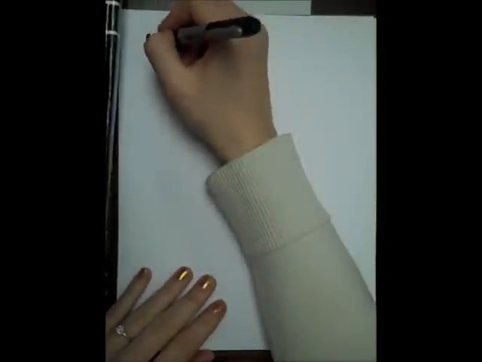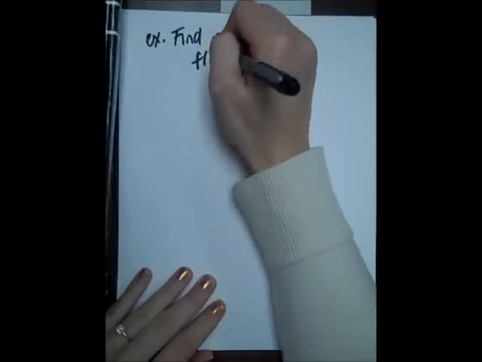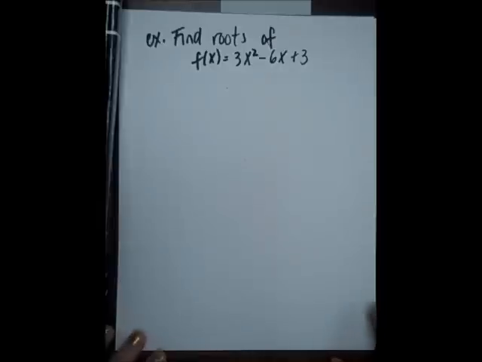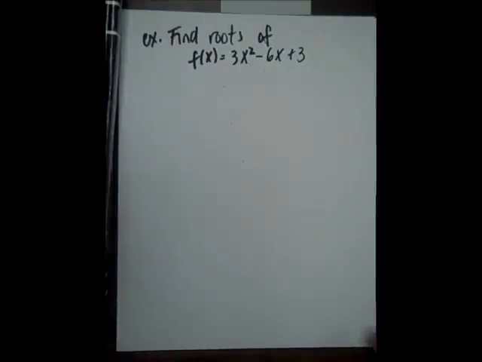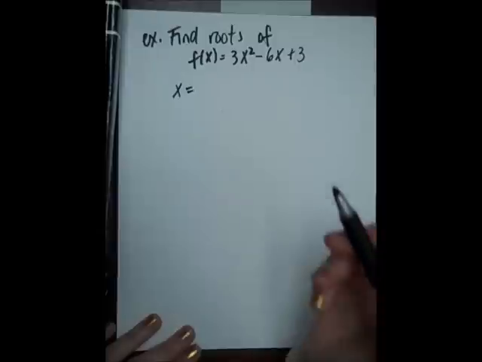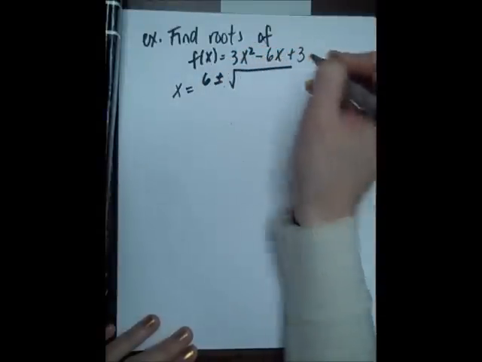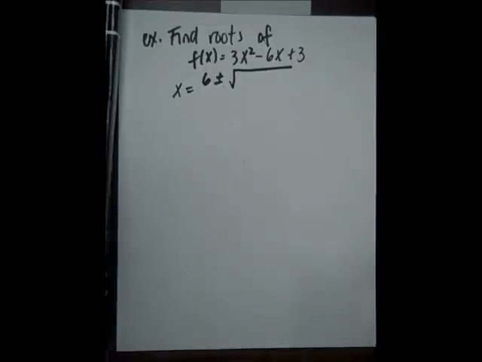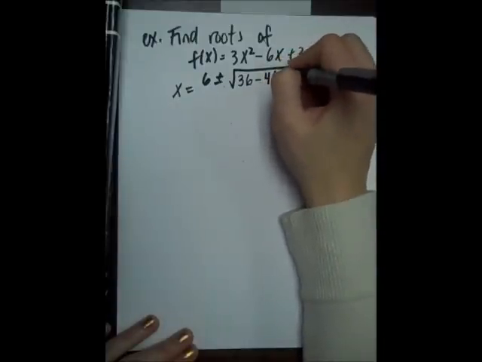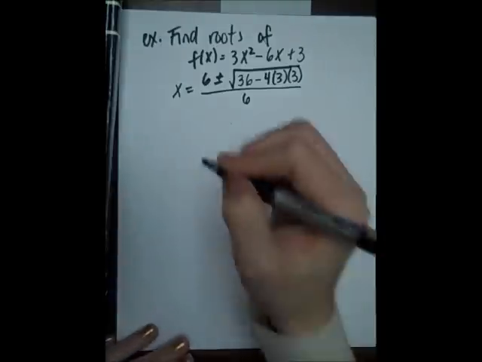Let's try another one. Let's find the roots of f of x is 3x squared minus 6x plus 3. So again, you could factor this if you wanted to, or you can use the quadratic formula, which is what we're going to do. So x is the opposite of b, so here b is negative 6, so the opposite of that is positive 6, plus or minus the square root of b squared, so that's going to be 36, minus 4 times a, here it's 3, times c, also 3, all over 2a, which is 2 times 3 is 6.